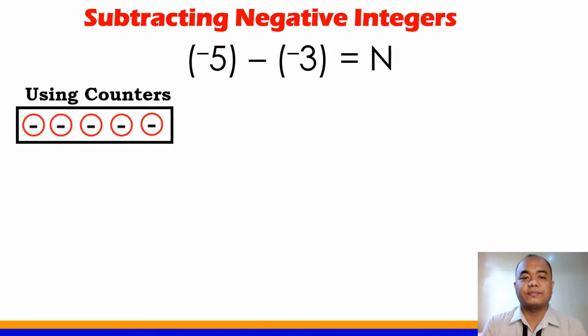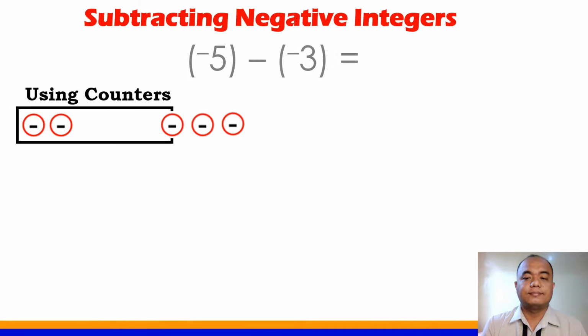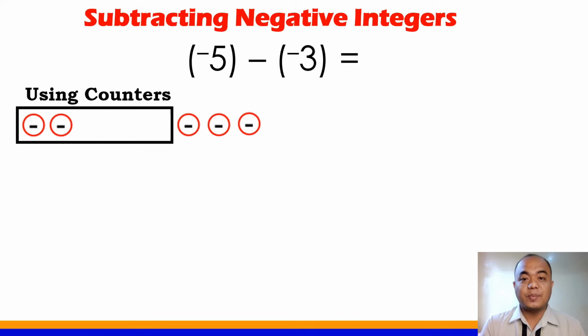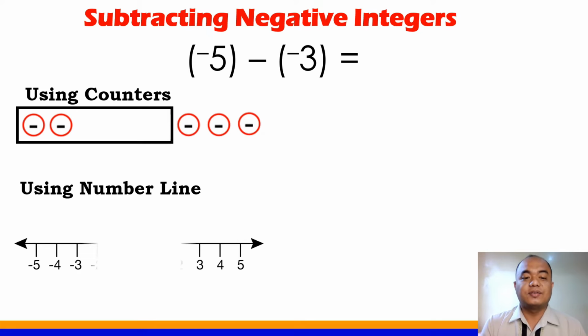So, please observe. Yan. So, ilan na lang yung natira inside our box? Yes, dalawang negative counters and that will represent negative 2. So, yung tamang sagot for this is negative 2. And this time, let's use number line. Okay? So, of course, this is your number line and we will locate negative 5 in here. Yan. Ngayon, we will subtract negative 3 from negative 5.